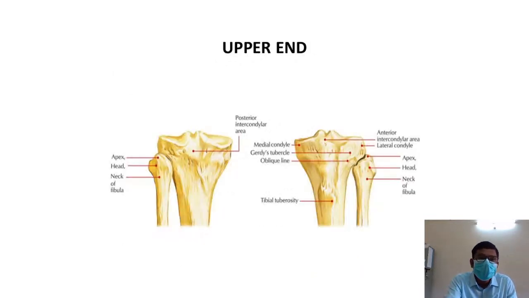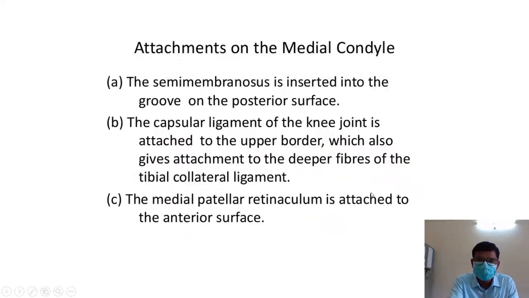This is one picture to show you the medial and lateral condyles. You can see anteriorly, and posteriorly you can see the posterior intercondylar area here, and this is the head, neck, and apex of the fibula. Anteriorly, you can see the tibial tuberosity, and clearly you can see the intercondylar area. And this is the lateral condyle, medial condyle, and also parts of the fibula.